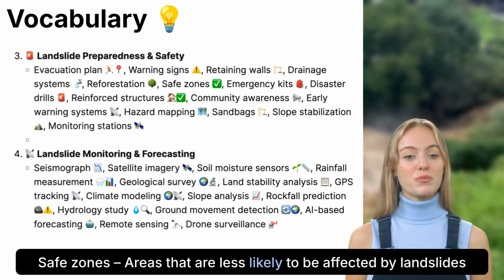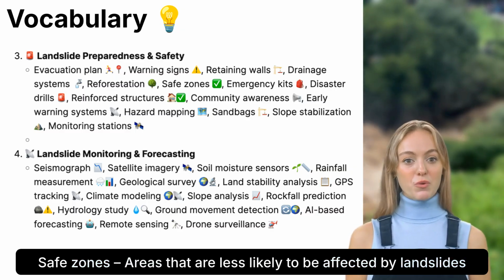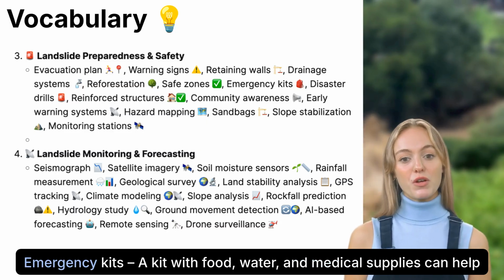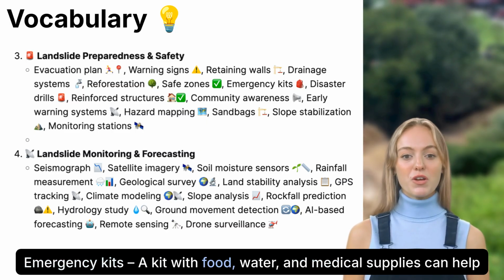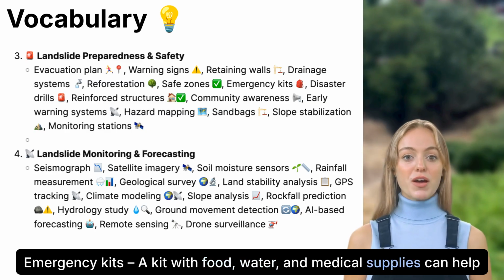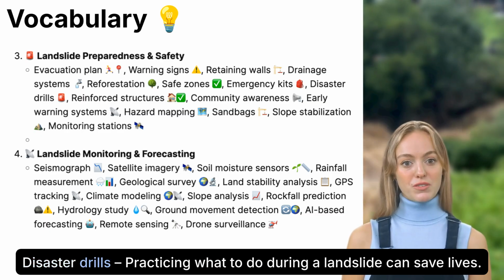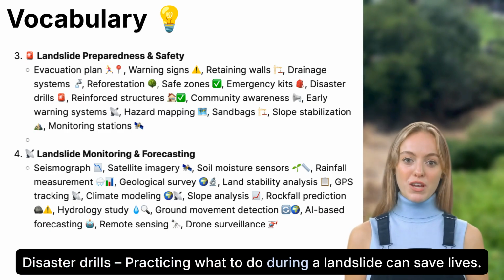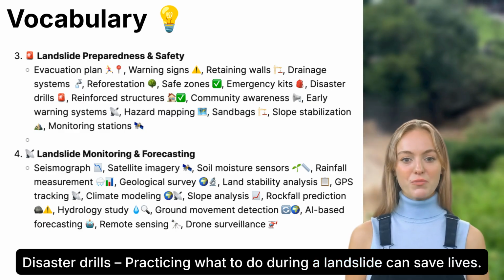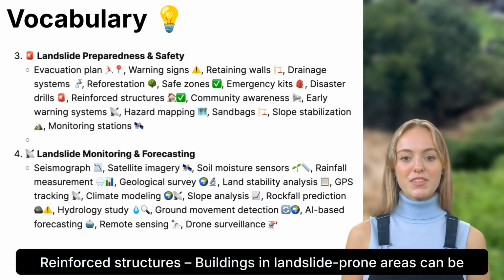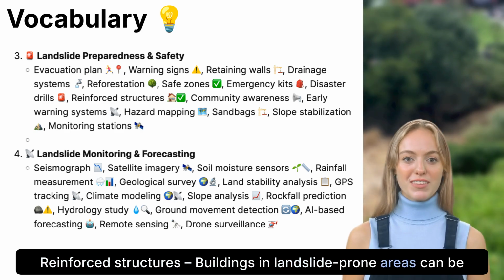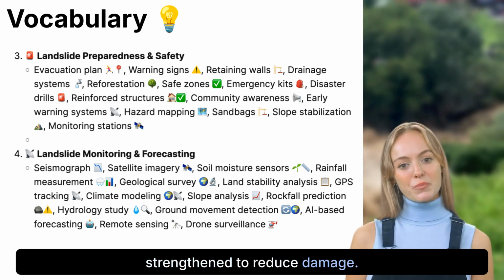Areas that are less likely to be affected by landslides where people can take shelter. Emergency kits. A kit with food, water, and medical supplies can help in case of a landslide emergency. Disaster drills. Practicing what to do during a landslide can save lives. Reinforced structures. Buildings in landslide-prone areas can be strengthened to reduce damage.